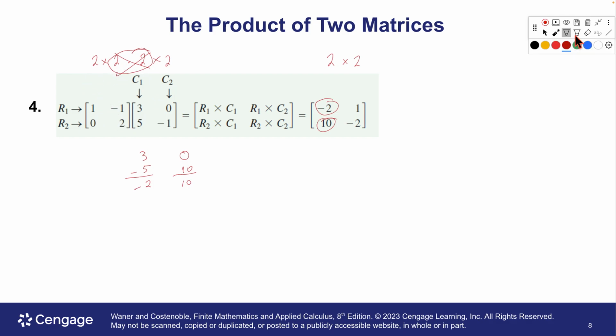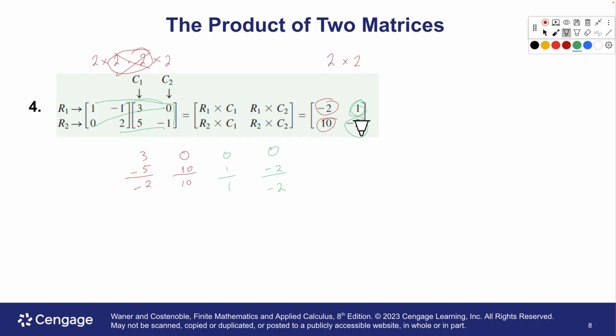Get the second column, we will take first row times the second column, and that's going to give us the first row, second column. Times 0 is 0. Negative 1 times negative 1 is positive 1. That gives us 1. And then we take the second row times the second column. 0 times 0, 0. And then 2 times negative 1 is negative 2. We add those together, we get negative 2. And that's that value there.